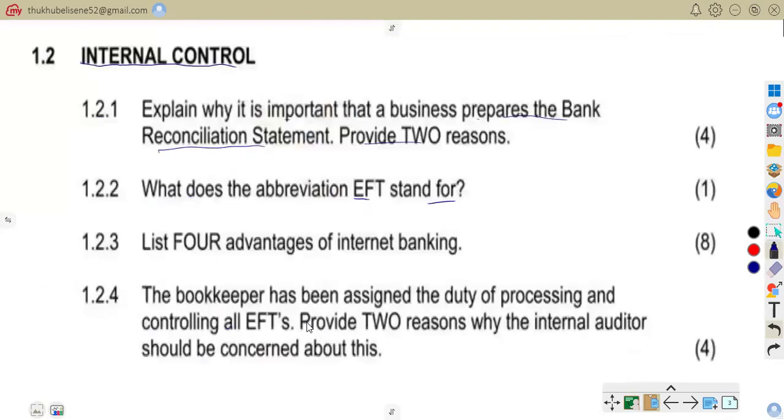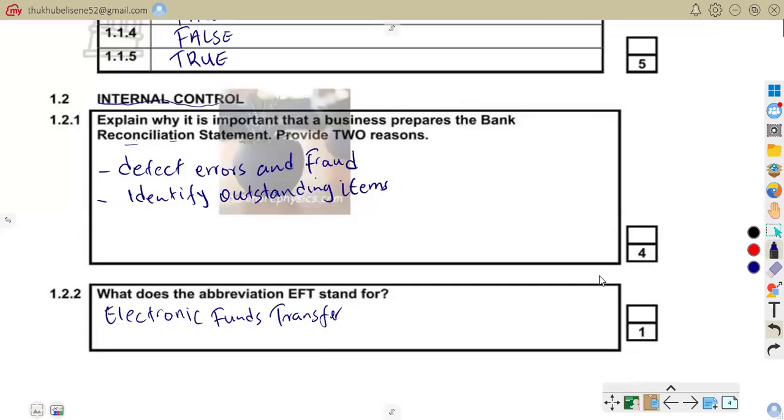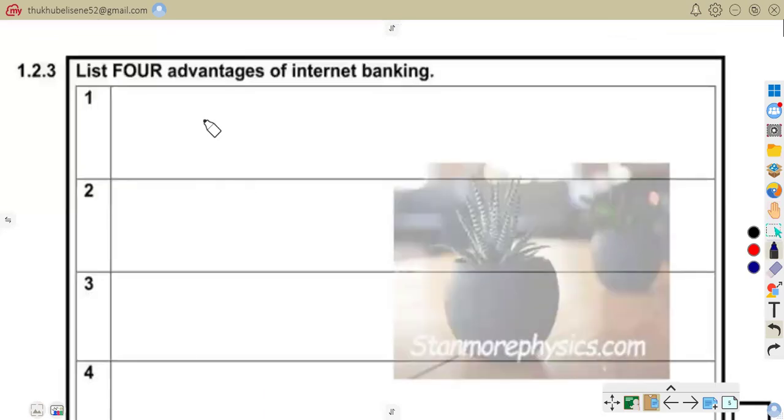So now let us move on to another question. 1.23. Let us be on 1.23. 1.23 says, list 4 advantages of internet banking. Let us be on our answer book. List 4 advantages of internet banking.